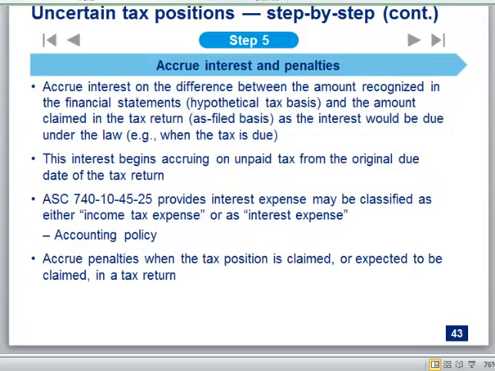If you book a reserve, the rules basically say you have to accrue interest and penalties as the law applies. So interest just happens automatically, and the way financial accounting works is if you have a reserve, you have to anticipate what will really happen when you get audited and you settle at that amount, and that would mean that you'd have interest and maybe penalties.